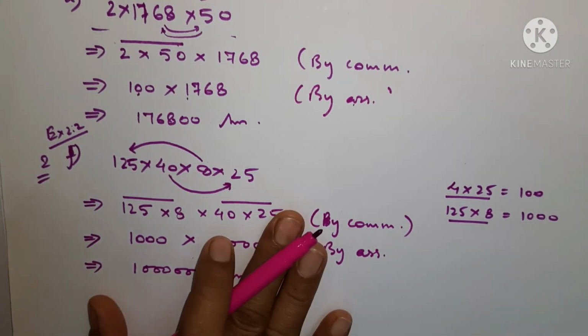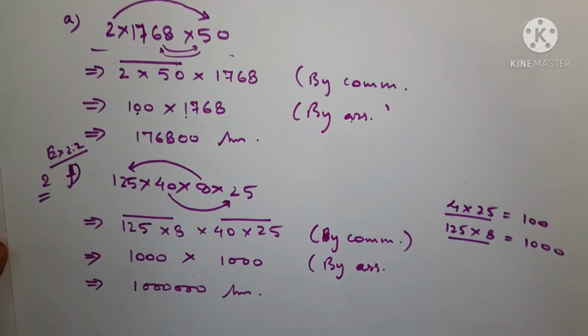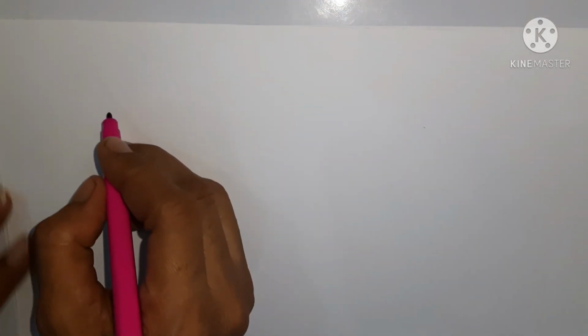I hope now you are understanding. One more example I am going to take. It is of distributive property. So I will be taking another example for distributive property.